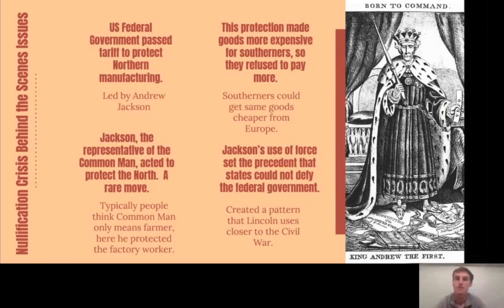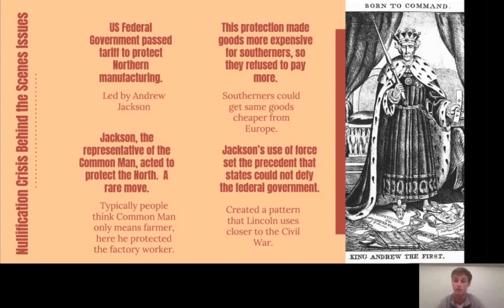The federal government passed the Tariff of 1828 because Andrew Jackson wanted to protect northern manufacturing. All of these common man factory workers in New York were going to get laid off if their goods weren't being purchased from factories. If businesses weren't growing, they couldn't run factories. Those people would go hungry. Those people wouldn't have work. And all the Southerners were buying their products from Europe because it was cheaper.